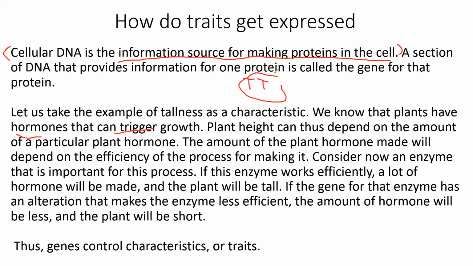Now since this has capital T, we know that it's tall. Whether a plant is tall or short depends on the amount of plant hormone, like the efficiency of the process for making this plant hormone. If the enzyme works efficiently, then a lot of growth hormone will be made. And if a lot of growth hormone is made, then the plant is tall. On the other hand, if the genotype is like this, then the plant will be short. The enzyme action is less efficient, so less growth hormone will be made, and hence the plant will be short.